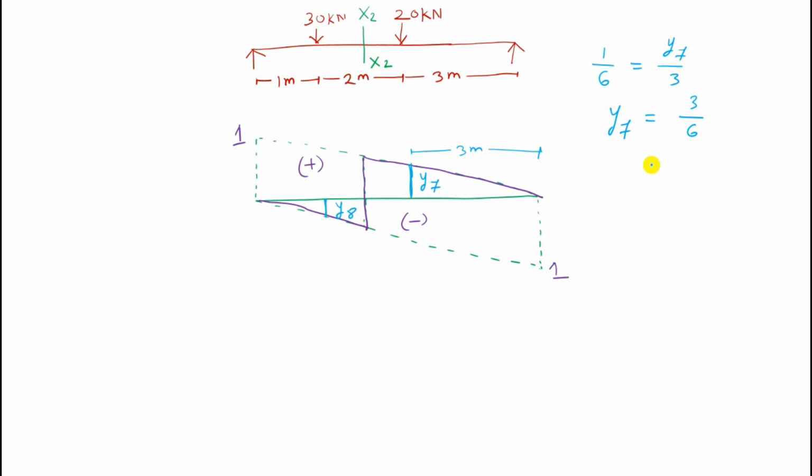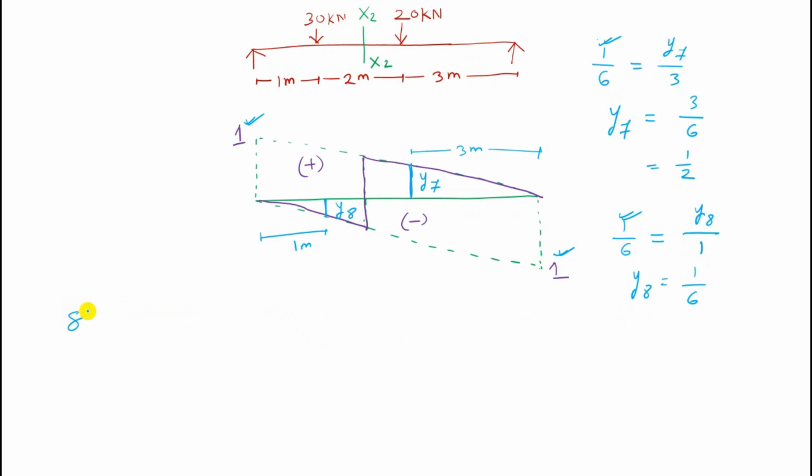So y7 equals 3 by 6, that is half. And from the lower triangle, this distance is 1 meter. So we can write 1 by 6 equals y8 by 1. So y8 equals 1 by 6.